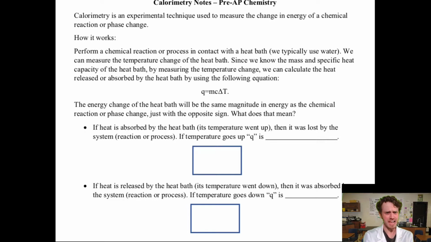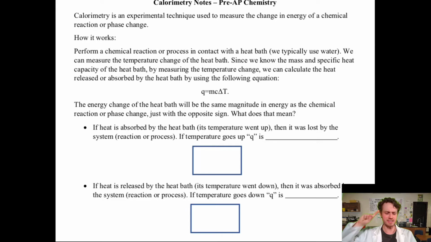So, calorimetry, it's an experimental technique used to measure the change in energy of a chemical reaction or a phase change. So that's really just a definition for you. Basically, what we're going to have is a heat bath, typically water. I'm going to have a container with water, and we are going to do some kind of physical process or chemical reaction in that water.